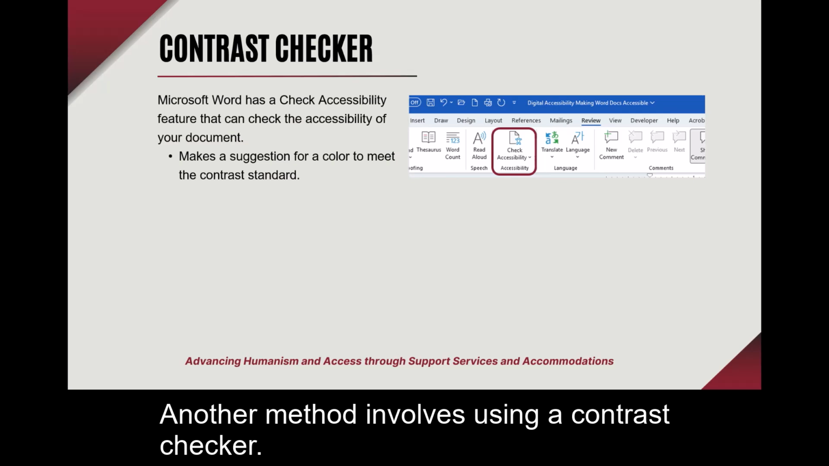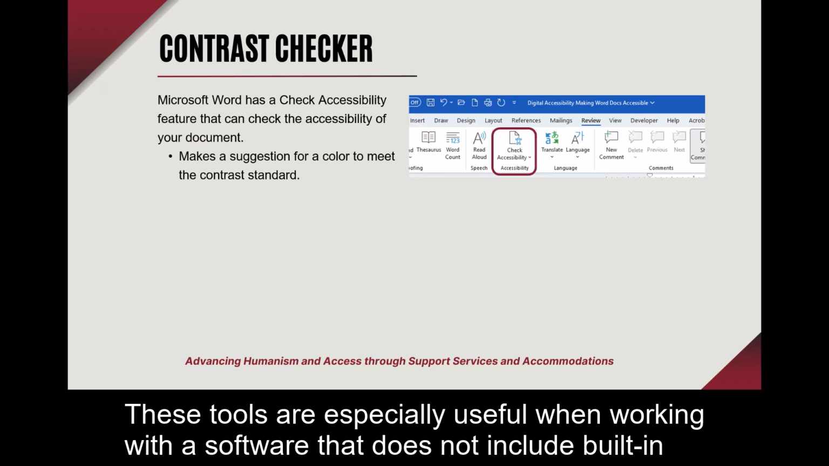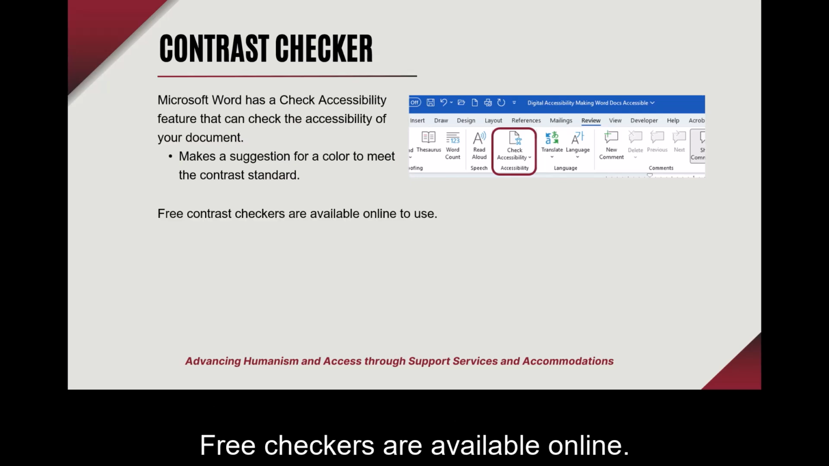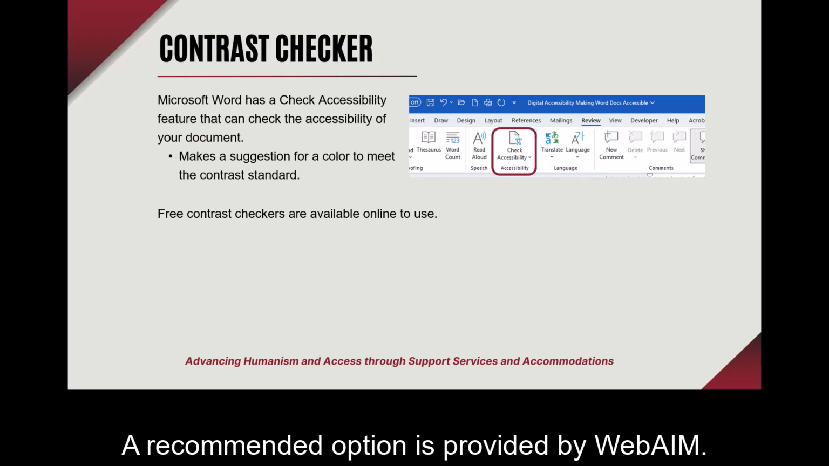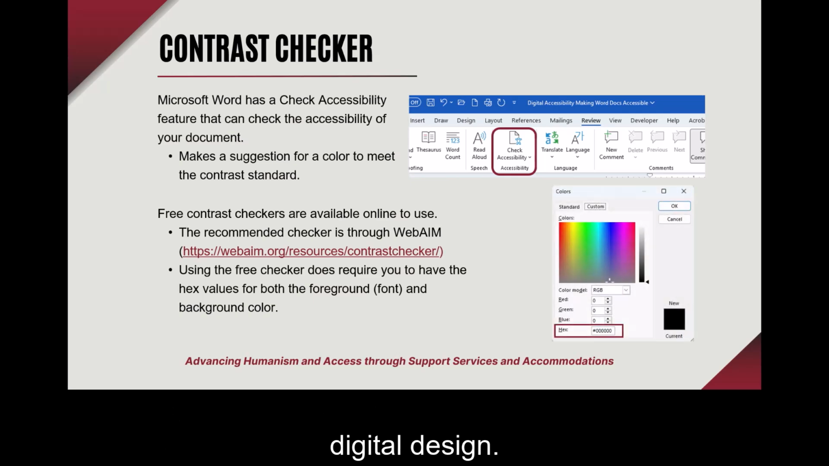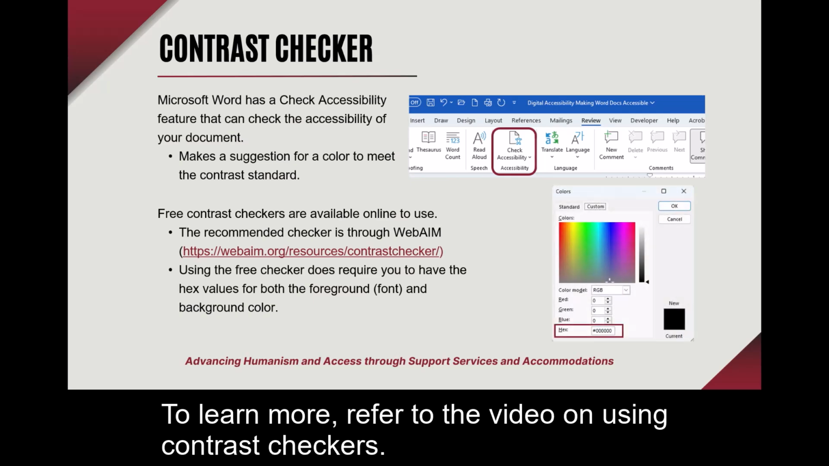Another method involves using a contrast checker. These tools are especially useful when working with a software that does not include built-in accessibility checkers like Microsoft Word does. Free checkers are available online. A recommended option is provided by WebAIM. Keep in mind that these tools require hex values, the 6-digit color codes used in digital design. To learn more, refer to the video on using contrast checkers.